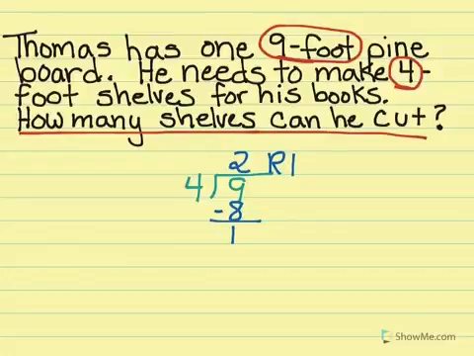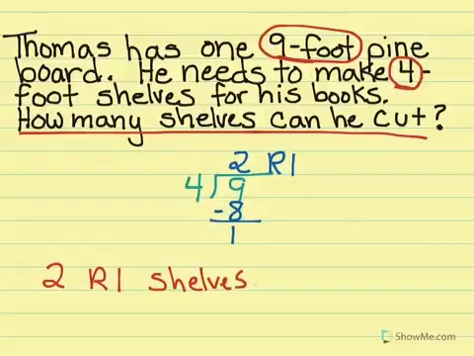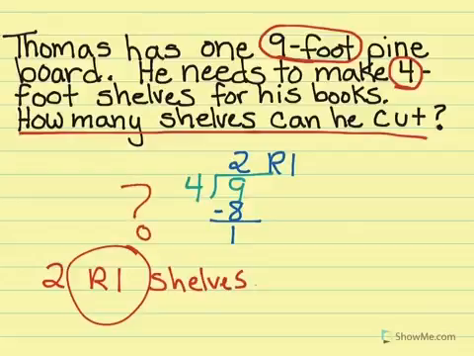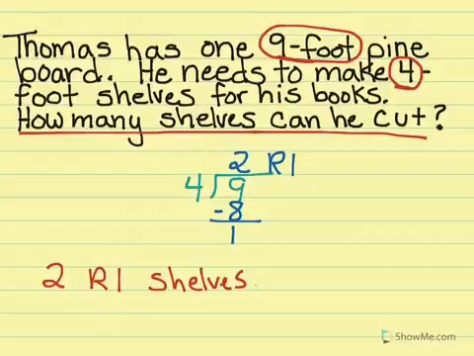So to solve the problem, I took 9 and I divided it by 4. I got 2 remainder 1. So he can cut 2 remainder 1 shelves. But does this make sense? What does remainder 1 shelf look like? Well, it doesn't make any sense.